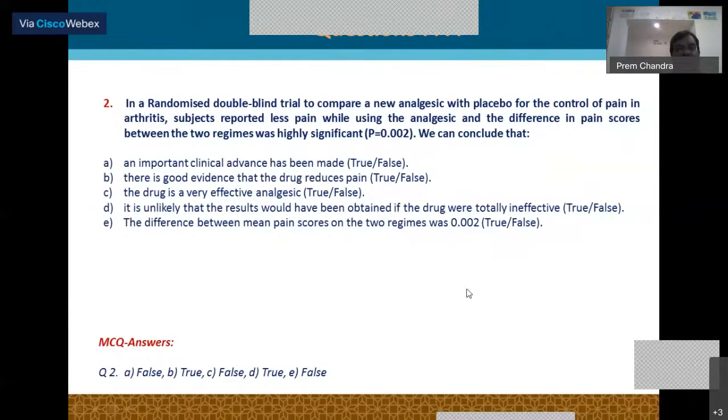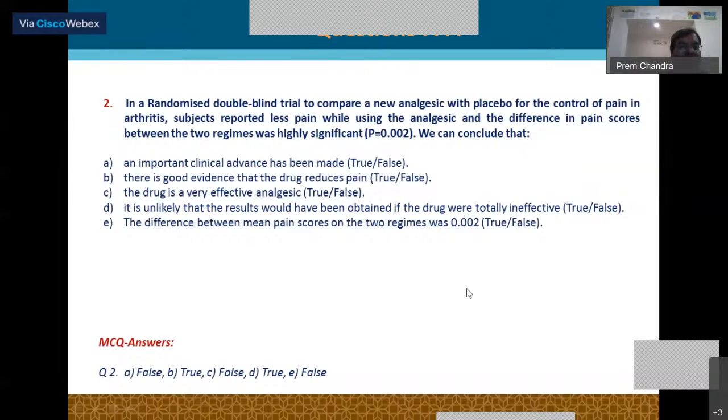Yes, Doctor. So now this is a question for you all. In a randomized double-blind trial to compare a new analgesic with placebo for the control of pain in arthritis, subjects reported less pain while using the analgesic, and the difference in pain score between the two regimens was highly significant, with p equal to 0.002.